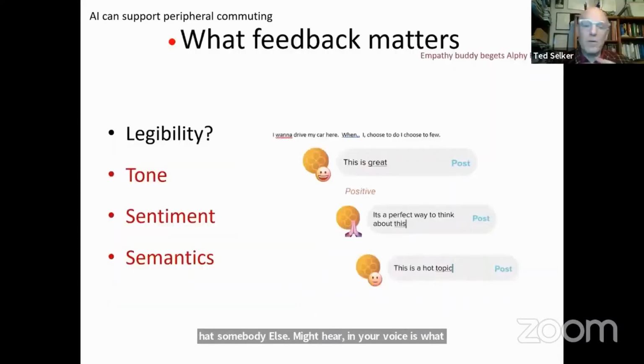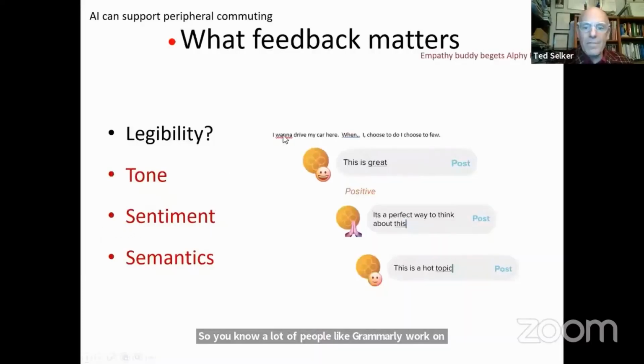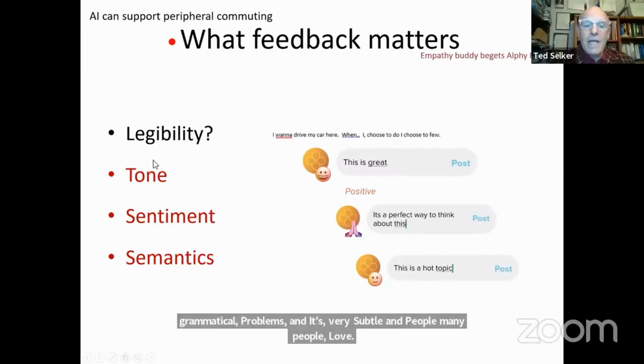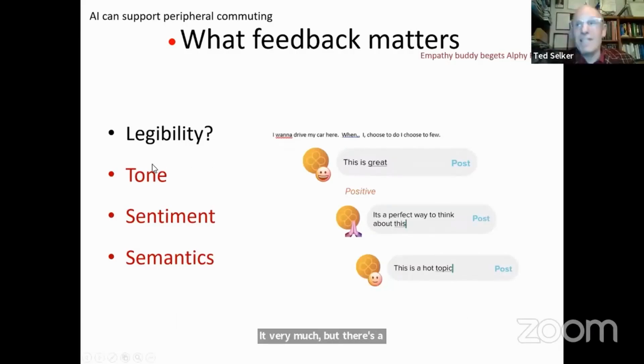So a lot of people, like Grammarly, work on legibility, and they do this great stuff. They point out misspellings or grammatical problems, and it's very subtle, and many people love it very much. But there's a lot of literature that says the tone of your communication is a large part of your communication.